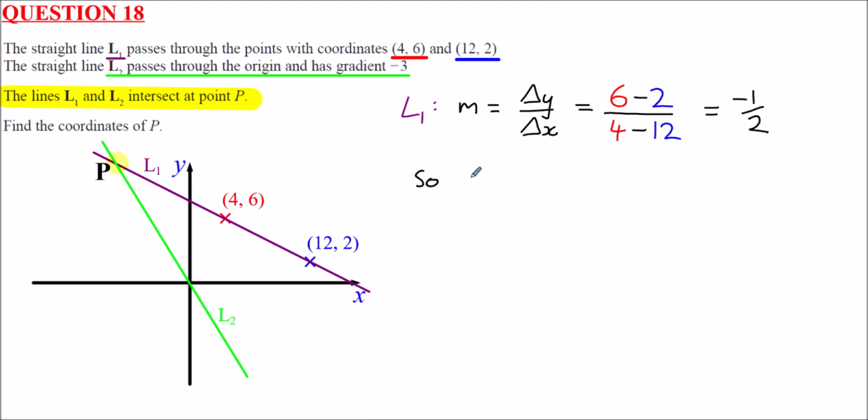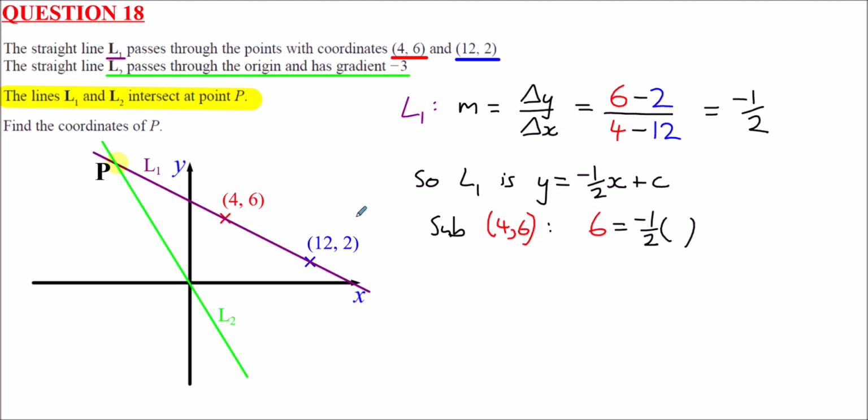So therefore L1 is of the form y equals mx. So the gradient is minus a half, so it's minus a half x plus c. So what's the y-axis intercept for L1? Well, we can just substitute in any of these 2 points we know. So I'm going to substitute in 4 and 6. So if we substitute the point 4, 6 into the general equation for L1, we get that y, which is 6, must equal minus a half of what x is.